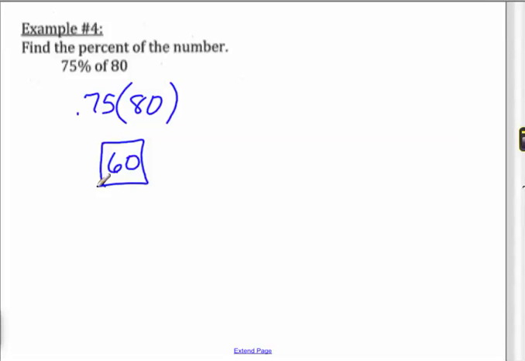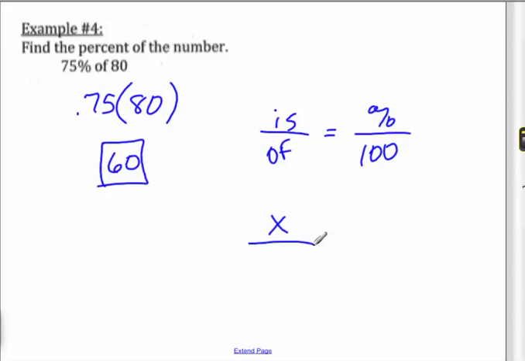Now, let me show you another thing. If I want, I could set it up as a proportion, and we'll talk about this next week. But the percent proportion is always like this. Things always go in those places. This says, what is 75% of 80? You see the 80, the of number, always goes on the bottom. It says of 80, so 80 goes on the bottom.